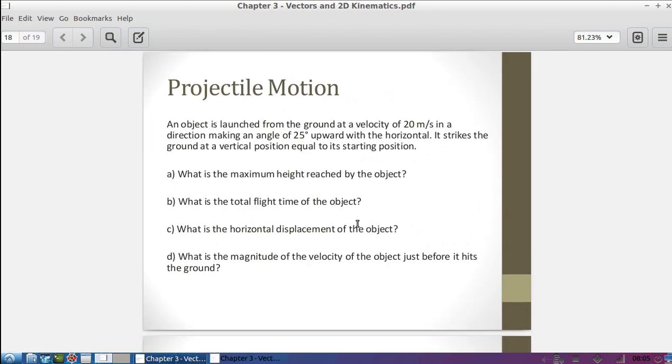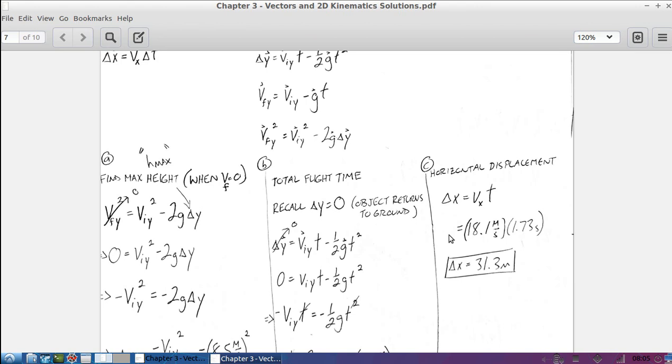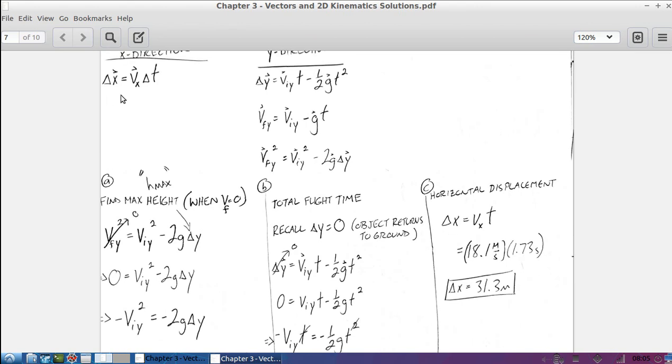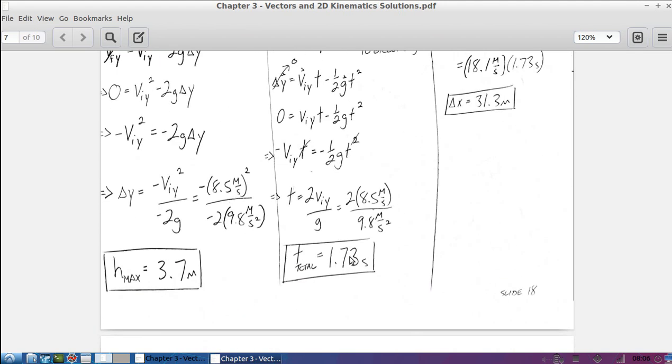Part C is asking for the horizontal displacement of the object. So now I'm ready to talk about what's happening in the x direction. I'm going to use this. I need the total flight time, right? I need the total time the object is in the air because that's the total time it's moving in the x direction. So I've got this time, 1.73 seconds.